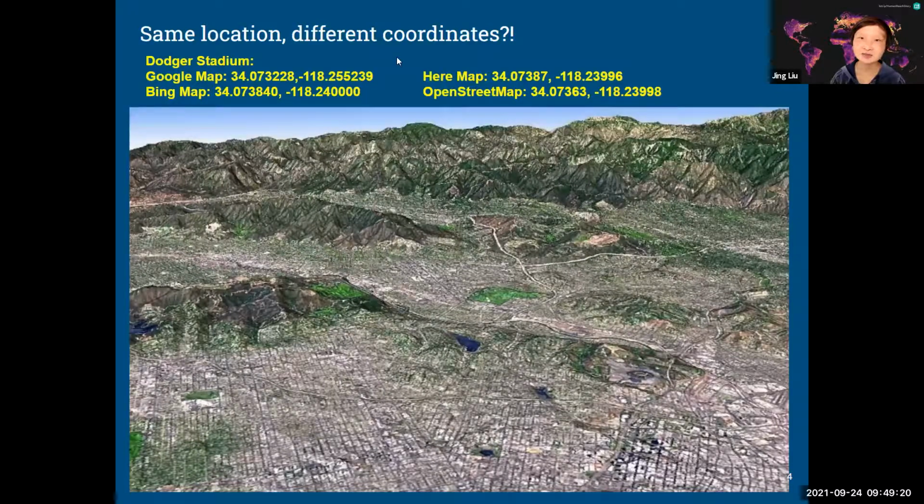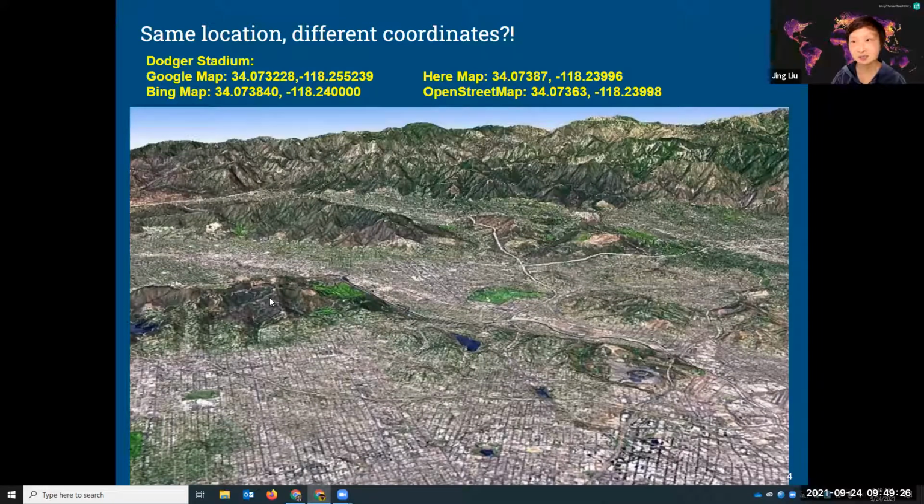And here, if you want to locate one location on the real Earth surface, it's really hard, including on those famous online maps. You can see the same location, like Dodger Stadium, for example. On Google Map, you have this set of coordinates, latitude and longitude, right? But if you check Bing Map, that is developed by Microsoft, you have a different number. And Here Map, I think it's a Nokia version, also has a different number. OpenStreetMap, you have a different number. Why? How come, right? Okay, so here's the thing.